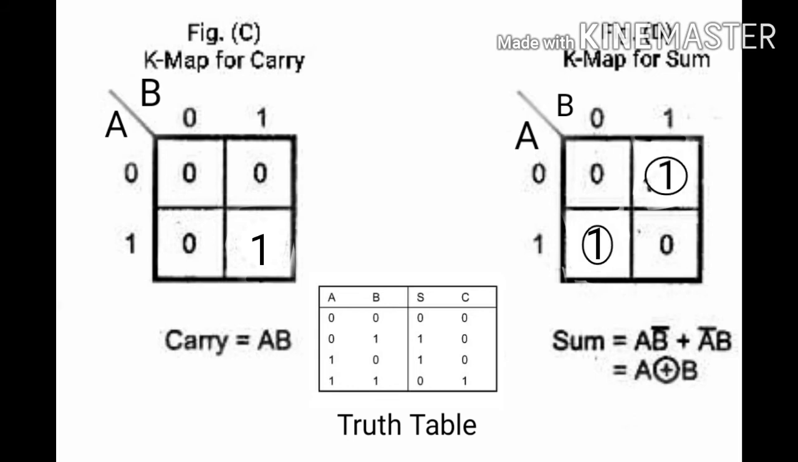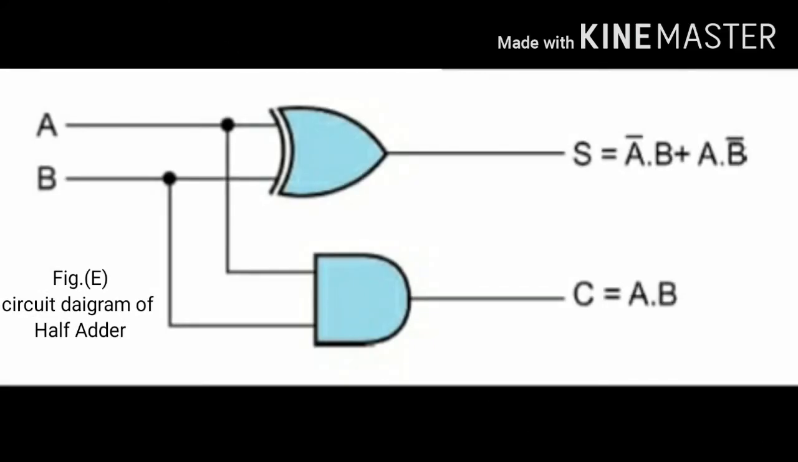So collectively this equation is called A XOR B. Figure E shows the circuit diagram of half adder. The equation of carry is A dot B. It means there is an AND gate in between input variables A and B.